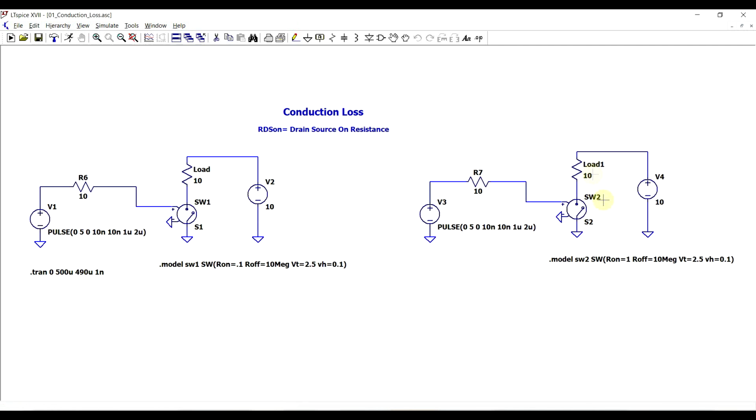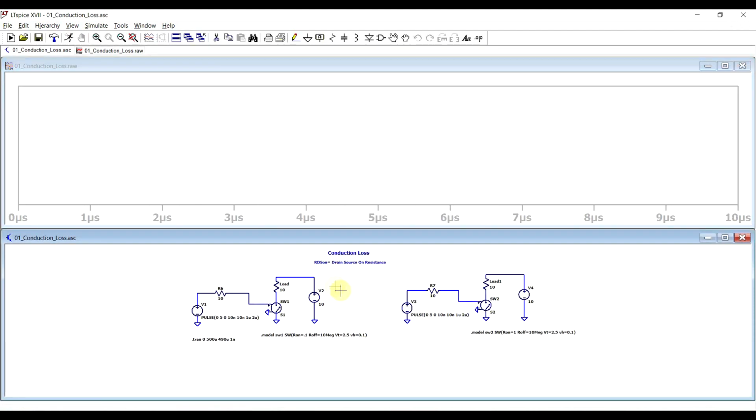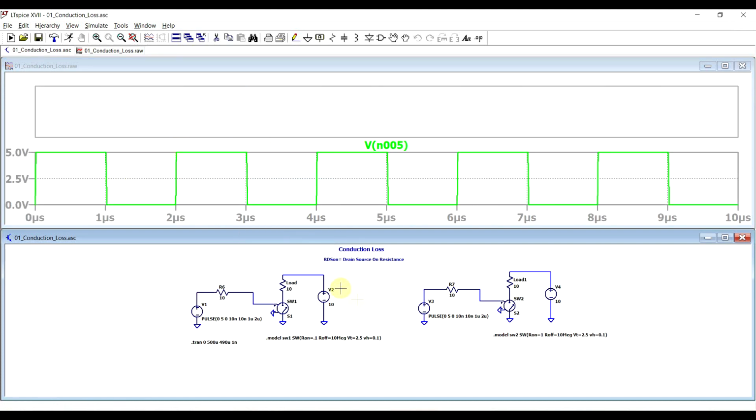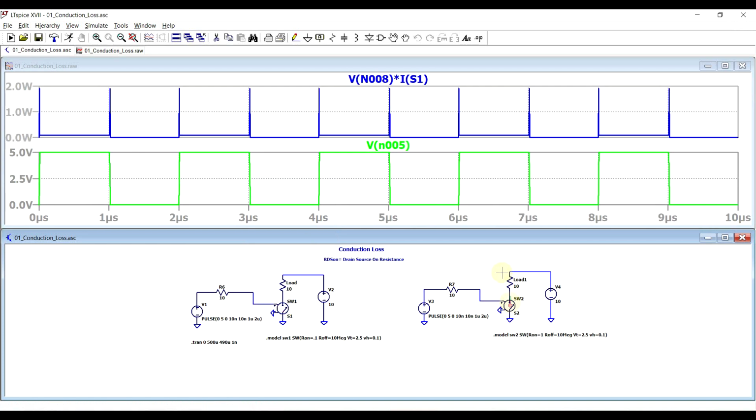To highlight the impact, I prepared two circuits, which have the same input signal, output load and supply voltage, but the difference is that the two switches have different on resistance. So the left one has a 100 milliohm value, the right one has a 1 ohm value. So if we now run the simulation, we can plot out our input signal, add another plot plane, and then look at the power dissipations on the two transistors.